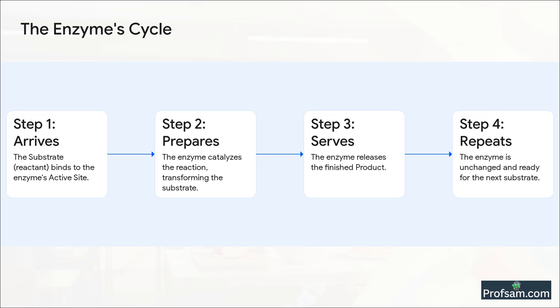Step 3. The dish is served. The finished product is released from the active site. And finally, step 4, the chef is completely unchanged. He is free and ready for the next order, for the next substrate molecule to come along.